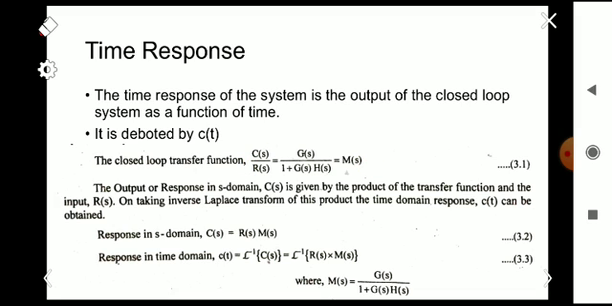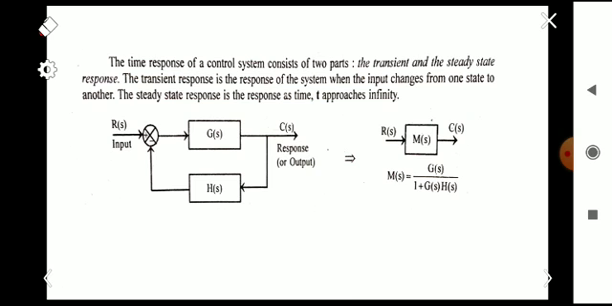So the output or response in S domain, that is C of s, is given by the product of this transfer function M of s and the input R of s. So C of s will be equal to R of s into M of s. Then on taking the inverse Laplace transform of this product, the time domain response C of t can be obtained. So C of t is equal to Laplace inverse of C of s, which again is equal to Laplace inverse of R of s into M of s, where M of s is G of s by 1 plus G of s into H of s. So C of t is the time response of a system.